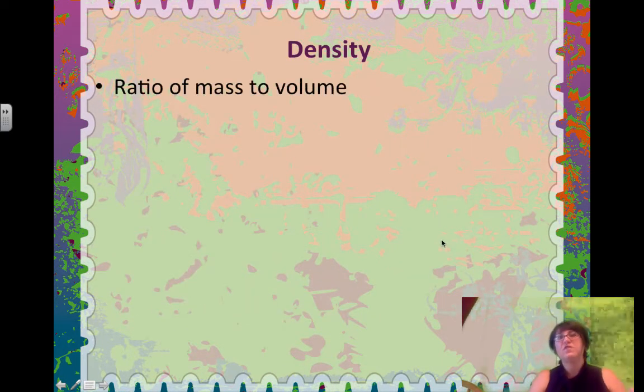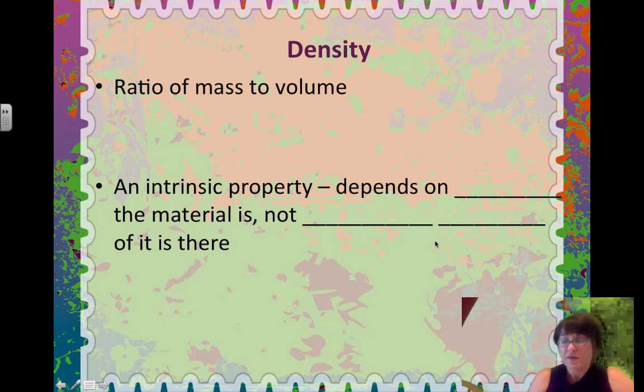Now let's use some of these measurements to do something meaningful in chemistry. Density is a measure of the ratio of mass to volume. So let's write that simple equation. Density is mass divided by volume.